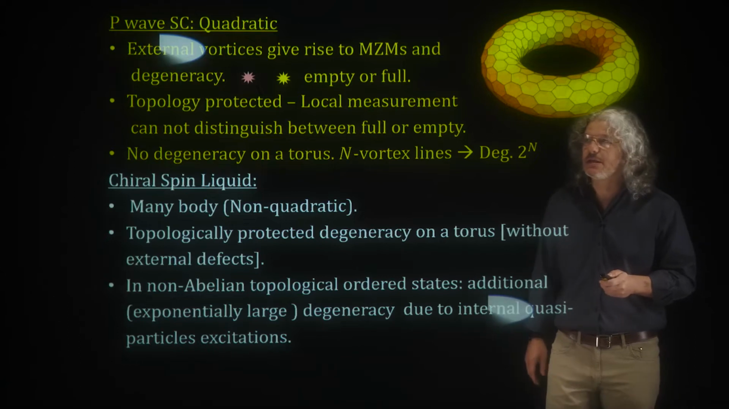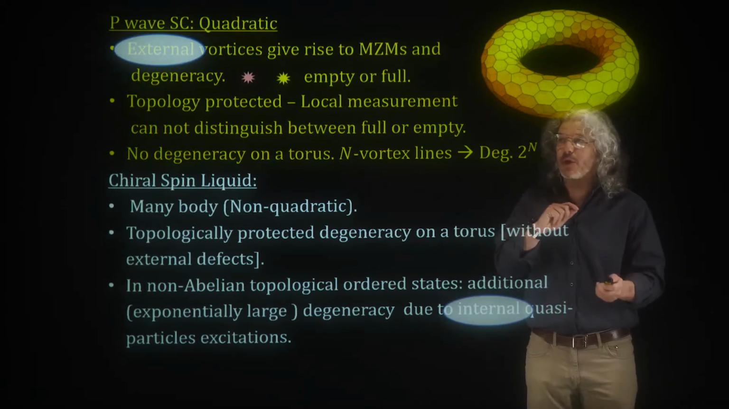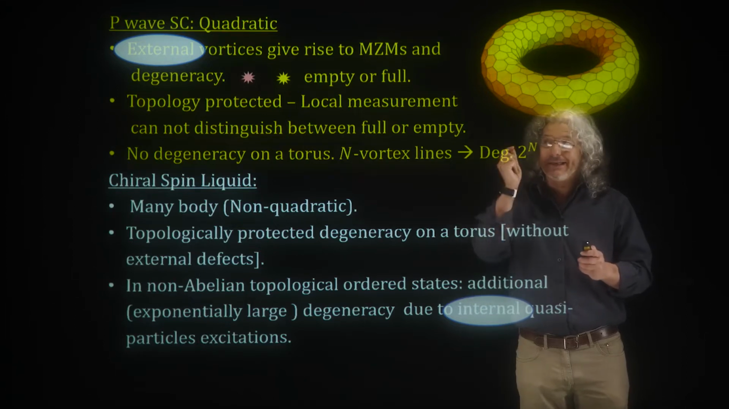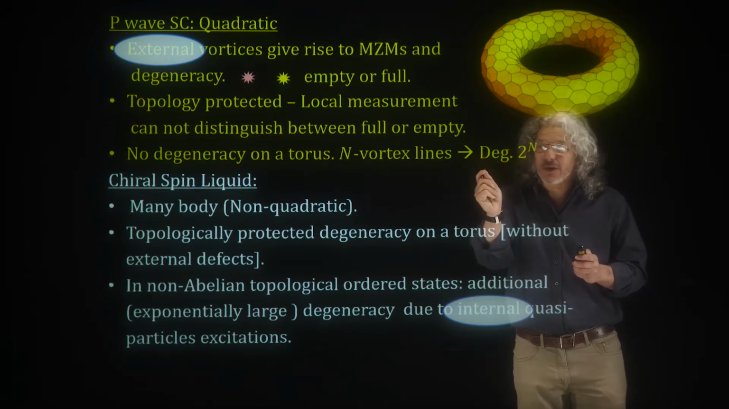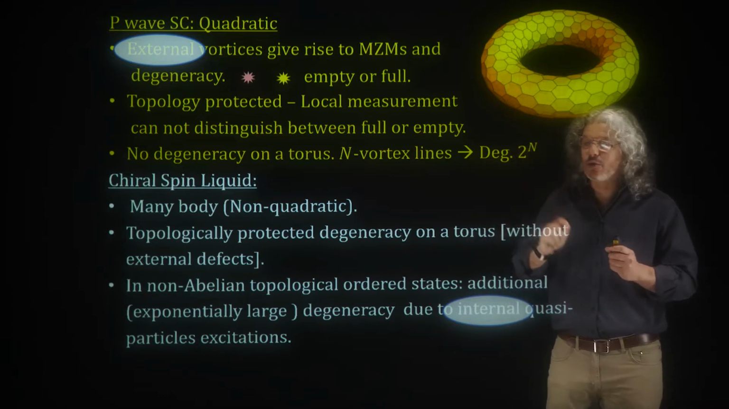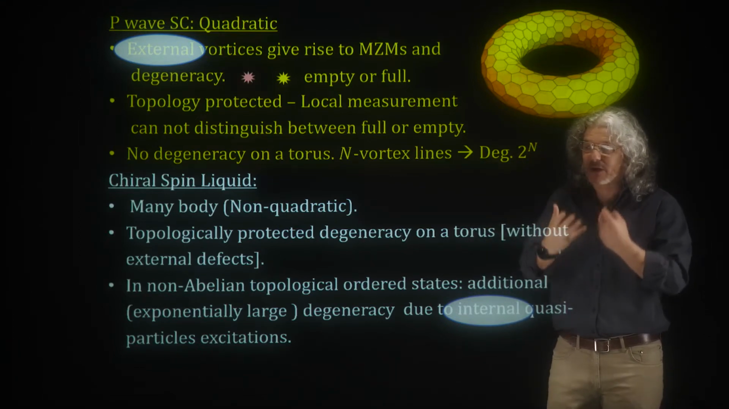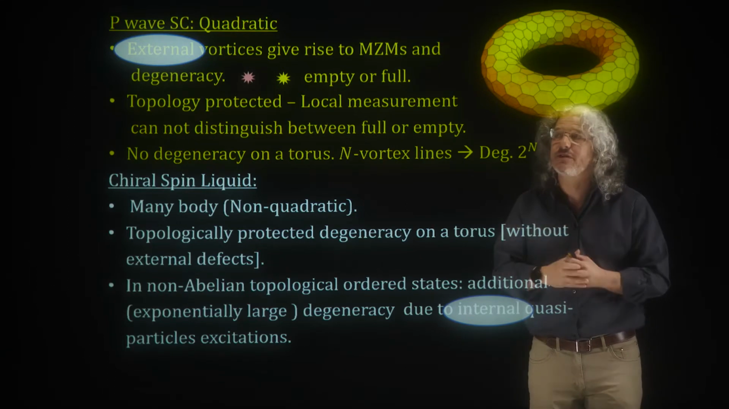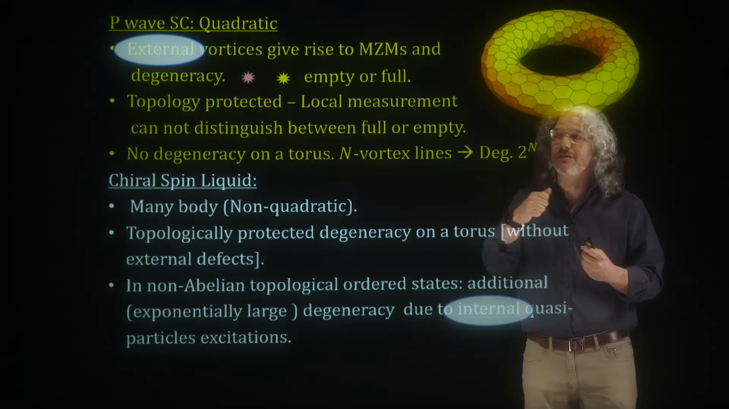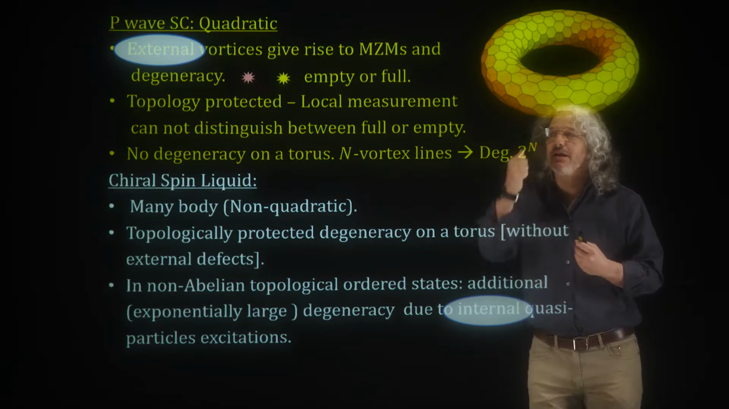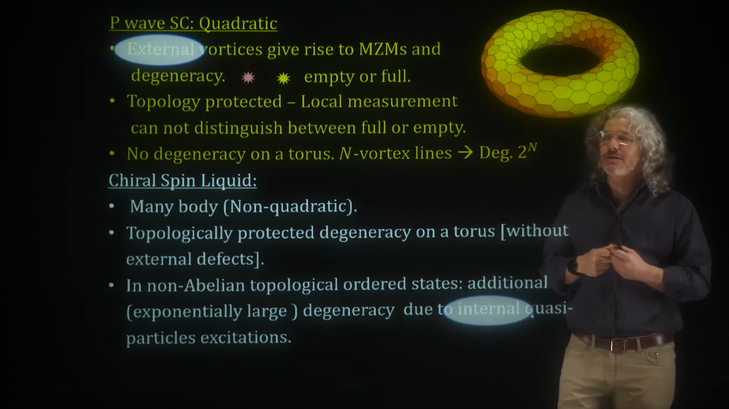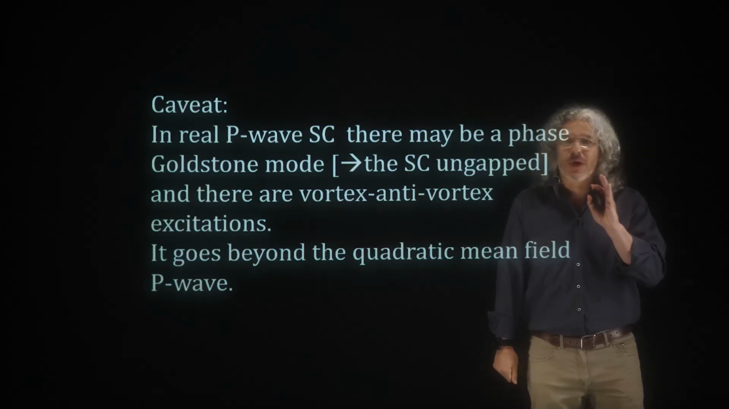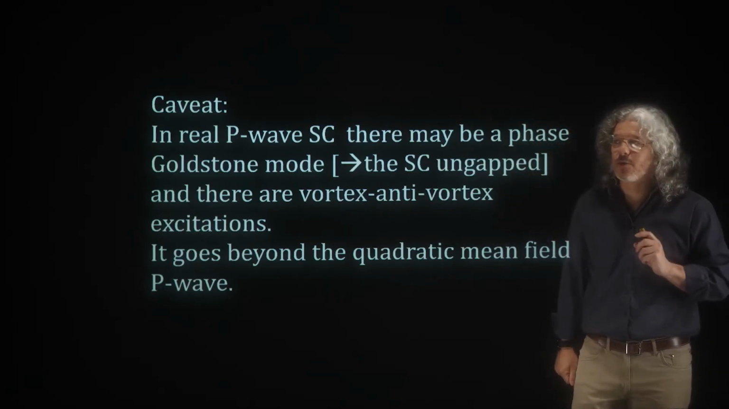So the emphasis on the differences between the P-wave superconductor and the chiral spin liquid is that in the chiral spin liquid case, the degeneracy is due to internal particles that are a part of the system. In the case of a P-wave superconductor in the mean field approximation, we have to introduce this defect externally, by adding, for example, vortices in the system. So I want to emphasize one caveat that is related to this problem.